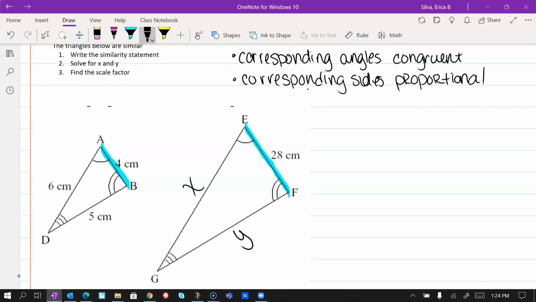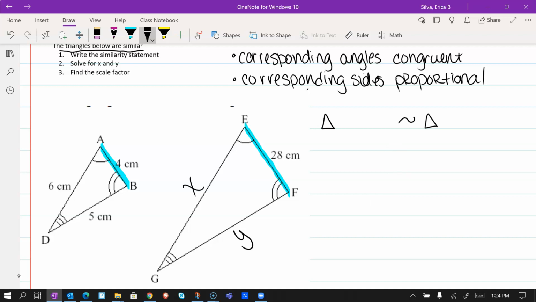So let's go ahead and write our similarity statement using our corresponding angles. So remember, to begin, we want to start with our triangles and then put our similarity symbol. And again, we know that they're similar because that information is already given to us. The triangles below are similar.